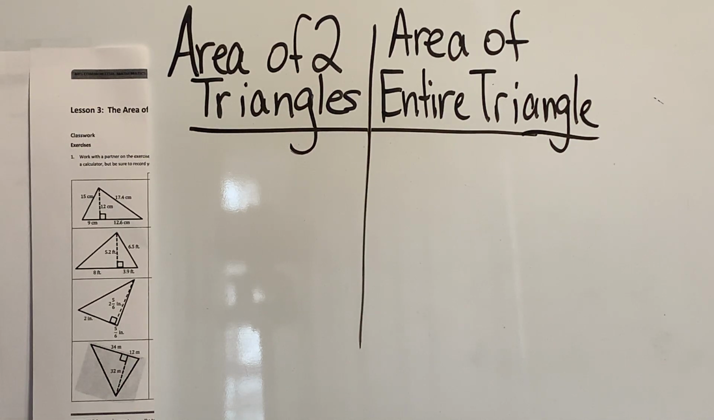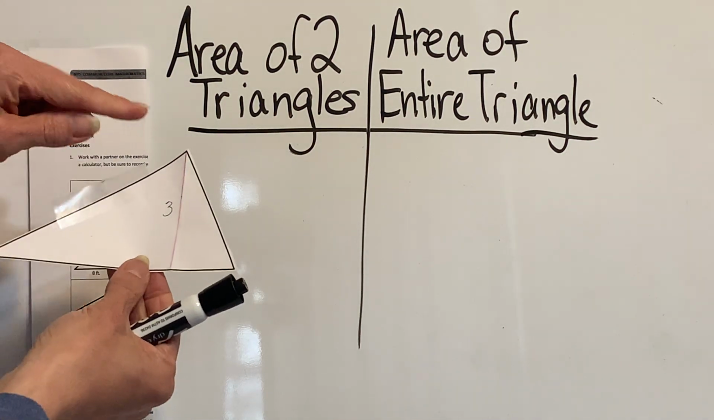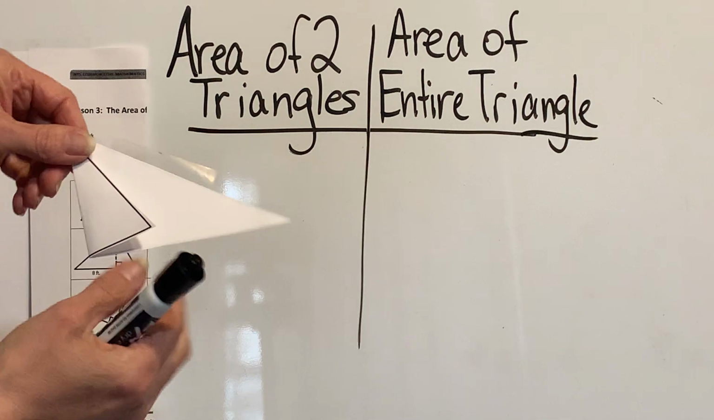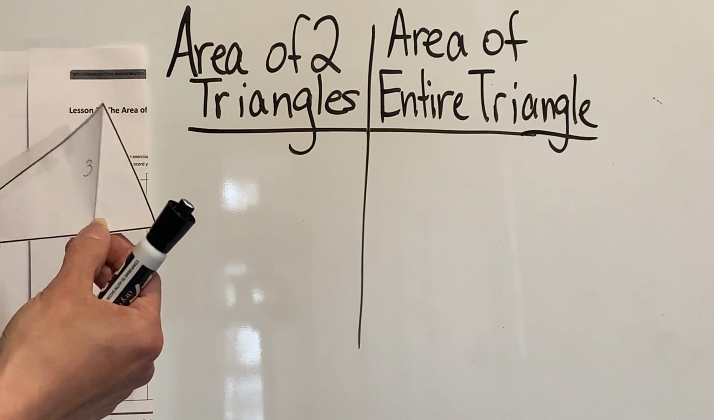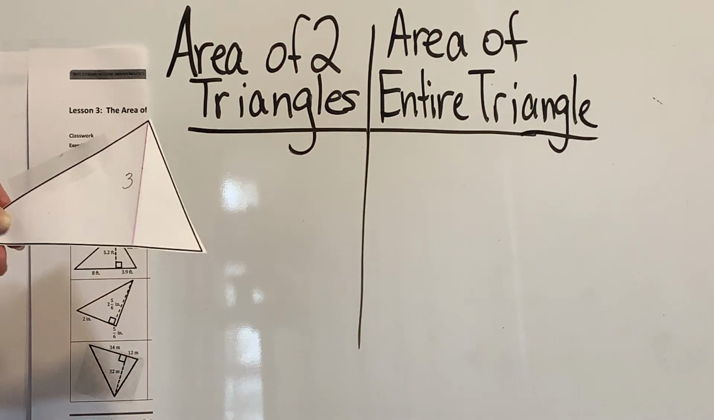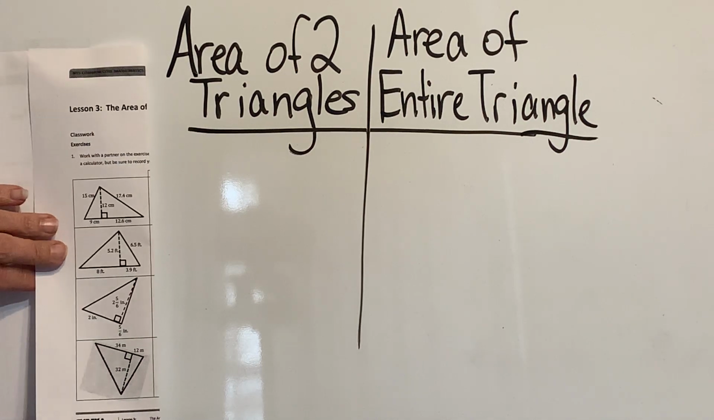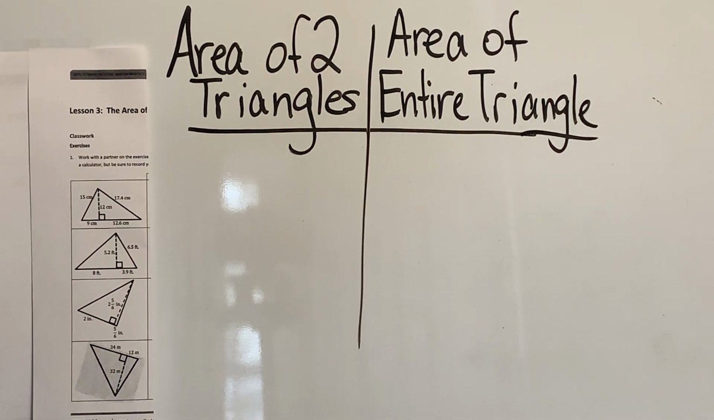Okay, so yesterday we talked about the area of an acute triangle, and we took our acute triangle and drew a perpendicular line from the vertex to the base, and we identified two right triangles within that acute triangle. Then we found the area of the one right triangle, the area of the other right triangle, and added them together to find the area of the whole thing. So today we're going to determine, is that the best way to find the area of the whole thing, or can we do it in multiple ways?